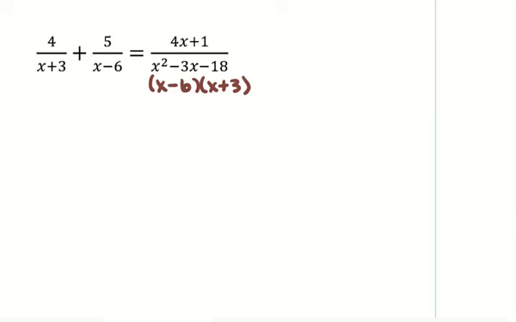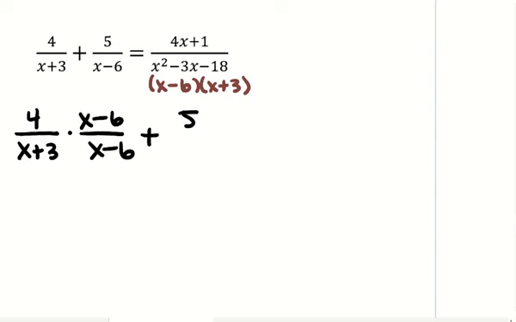As a result, I can just kind of multiply the 4 over x plus 3 by x minus 6 over x minus 6, and the 5 over x minus 6 by x plus 3 over x plus 3 to get a common denominator. And that's what I'm going to do. So I've got 4 over x plus 3. This is missing the x minus 6, so plus, okay, I've got the 5 over x minus 6. Then I'm going to multiply by x plus 3 over x plus 3.